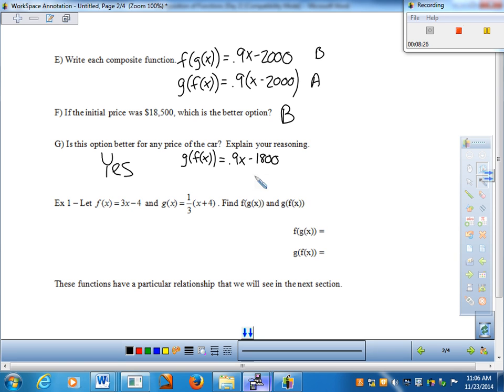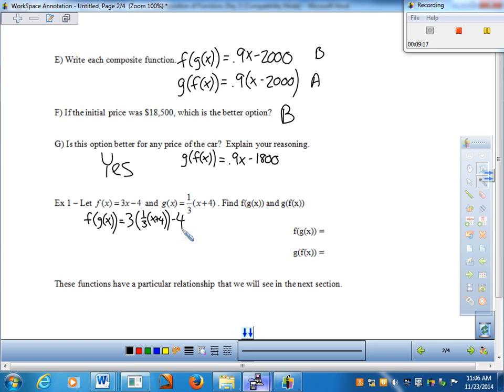So f composed of g of x first. Let's go ahead and get them right away. So that just very simply means g of x, which is that right there, replaces the inputs of the f function. In this case, there's only one. So I have 3, and then 1/3 x plus 4, and then minus 4. All right. That's pretty nice right there.